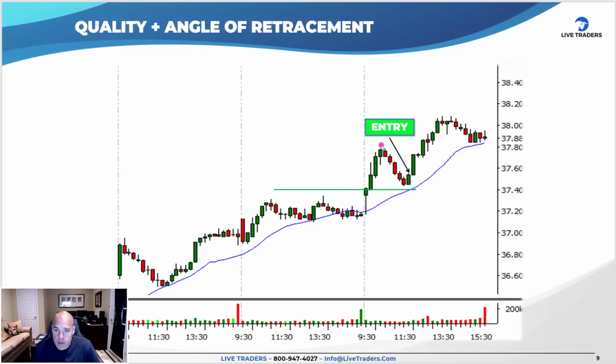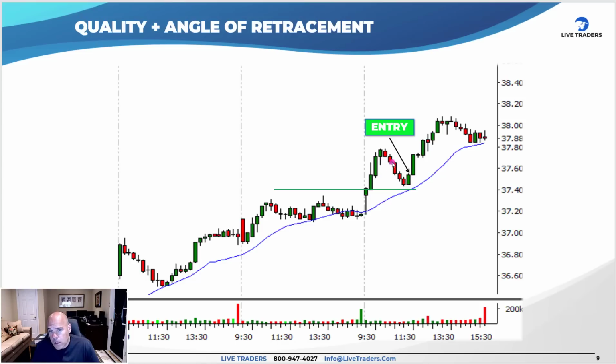Take the pivot high. Take the pivot low. You're about 50%. Take the pivot high, 37.80-ish. Pivot low, 37.10-ish. 70 cents. And you're right around what? 37.40, 37.45. It's right almost smack in the middle.